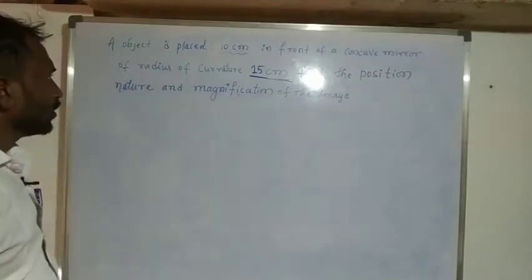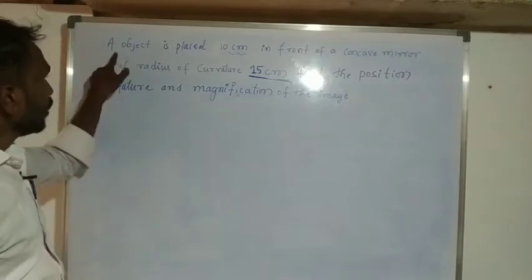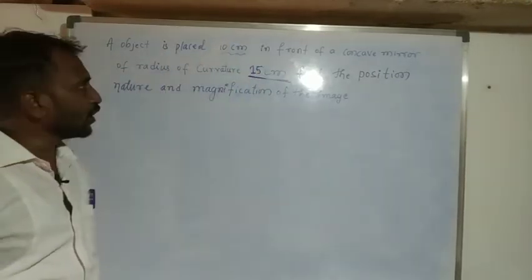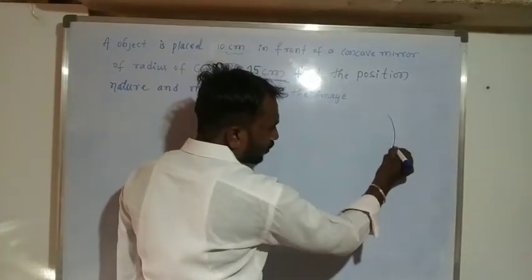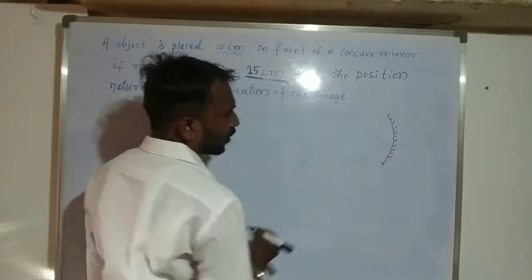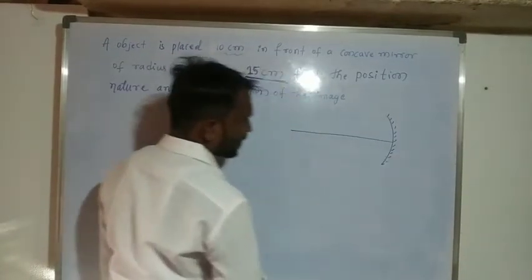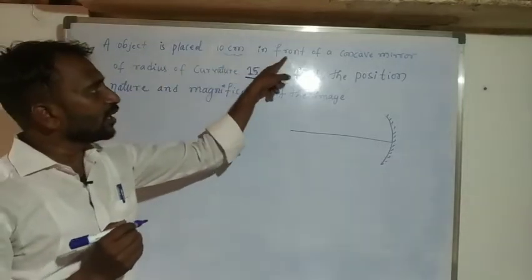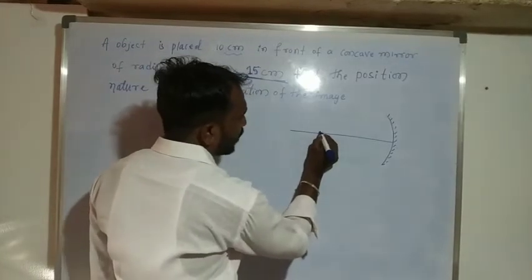Okay, so here a concave mirror is there. The object is placed 10 centimeter in front of a concave mirror. Suppose this one is a concave mirror and this one is the principal axis. In the question, the object is placed 10 centimeter in front of a concave mirror.